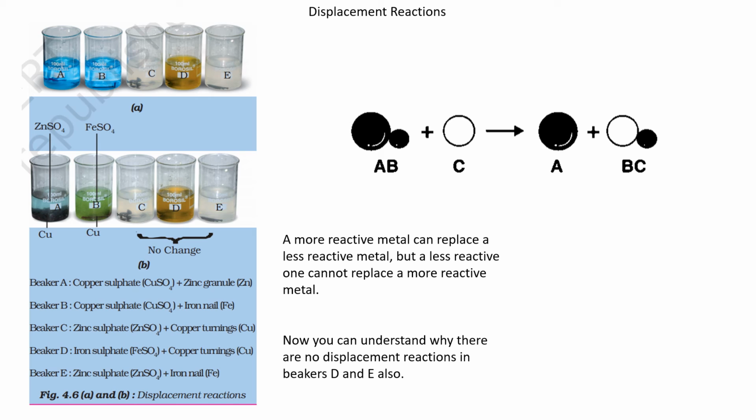There you can understand that some reaction has happened. But in beaker C, D, and E, nothing has changed. Can't you see? Right? Nothing has changed. So this means that there was no reaction in C, D, and E. But what happened in A and B? Reactions happened. And what type of reactions are they? They are displacement reactions.